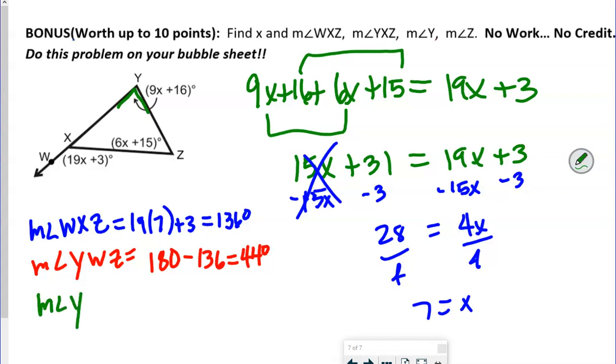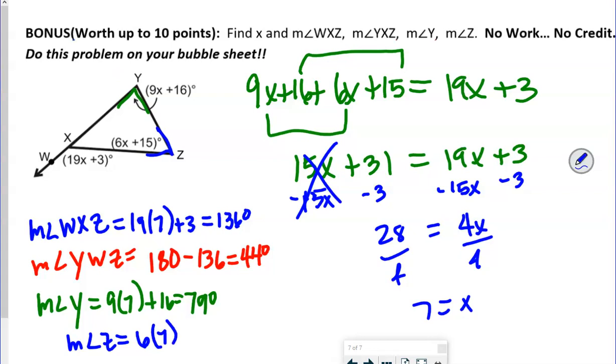So the measure of angle Y is equal to 9 times 7, that's 63, plus 16 is equal to, let me see what I had for Y, 79 degrees. Okay, and our last one is, we're going to go back to our blue right here. This one, right? Z. So the measure of angle Z is equal to 6 times 7, which is 42, plus 15 is 57 degrees, right? Now, remember, I could have checked this by adding those two angles together. And if I do that, they do equal 180 degrees.